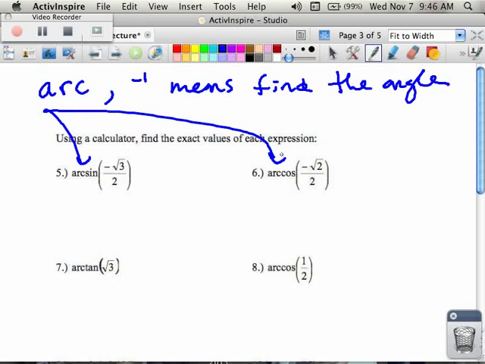Look on your unit circle, and there are two angles. Give it to me in radians, please. There are two angles that have a sine of negative root 3 over 2. Which angles are they? 210 degrees. Give it to me in radians.